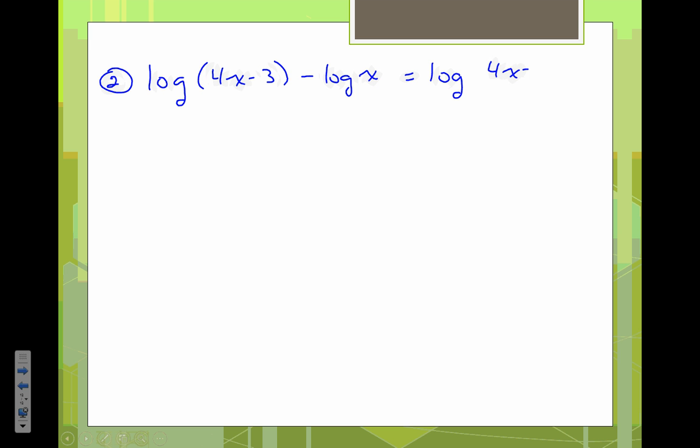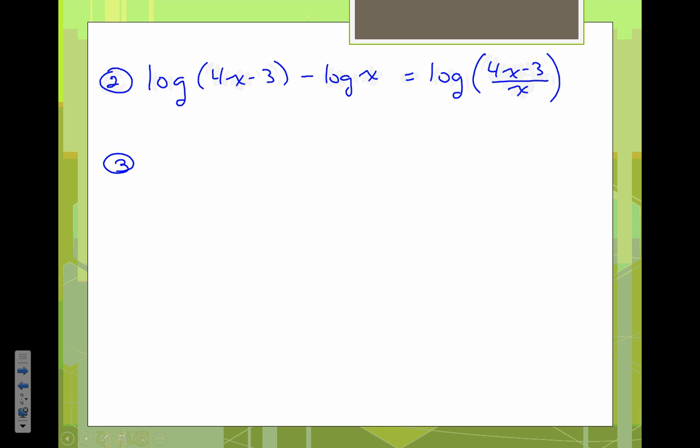Another example is log, and I'm just using the common log here. So it's log of 4x minus 3 minus the log of x. So I'm subtracting, so I'm going to turn that into a division expression. So that gives me the log of 4x minus 3 all over x. And I'll just put brackets around it so it's clear that the logarithm is of the whole expression. If this expression simplified, I would simplify it.